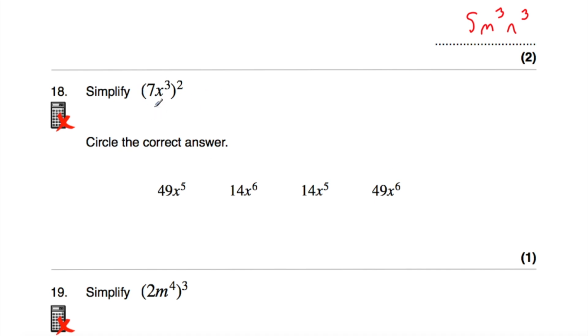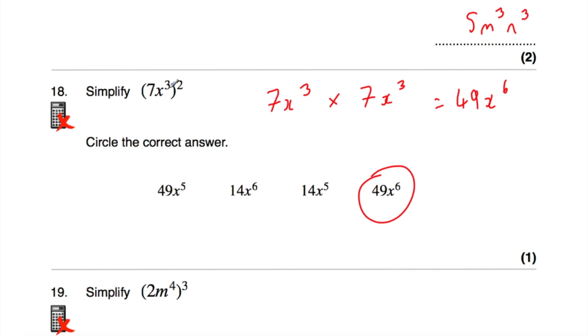Now in terms of this question, you could approach it in different ways. We're squaring something, so we could multiply this by itself. We could do 7x cubed multiplied by 7x cubed, and 7 times 7 is equal to 49. And then we've got our x, and then we add the powers here, so it'll be x to the power of 6. So the answer would be 49x to the power of 6. So that's one way we could do it.